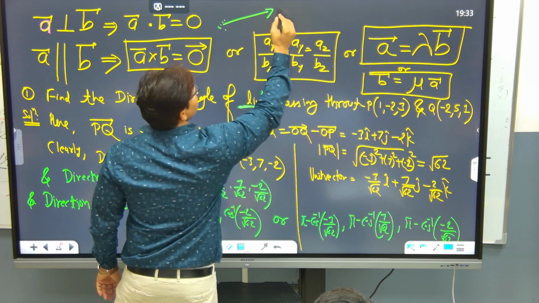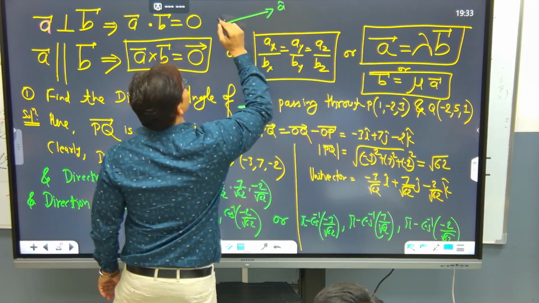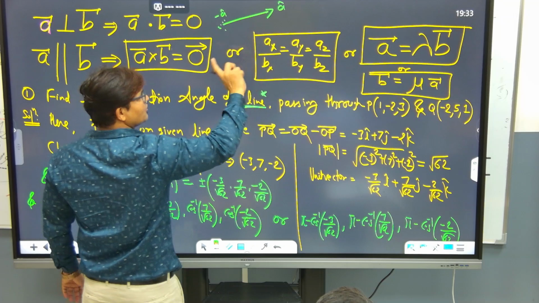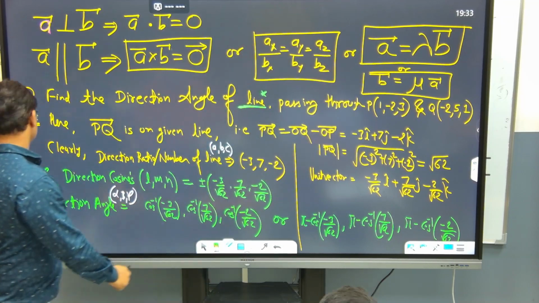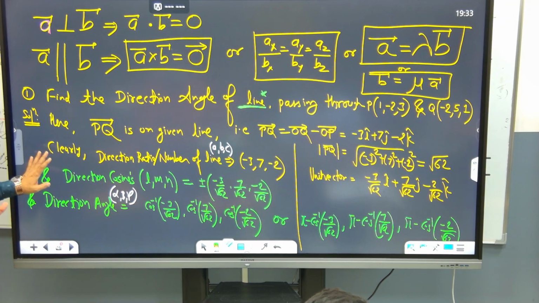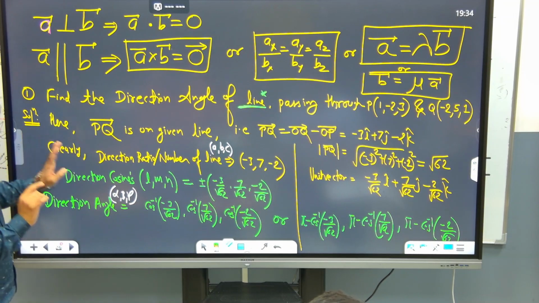But what is the change? If this is a cap direction, then this is minus a cap. So only the negative or opposite direction case. It is a very basic case, line and vector. So a vector is every time unique.